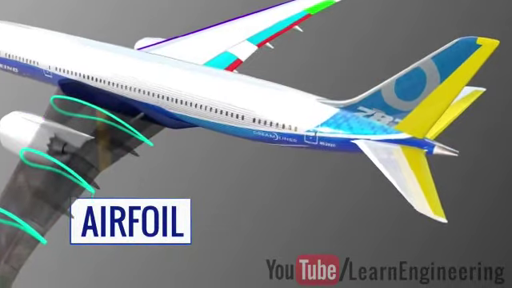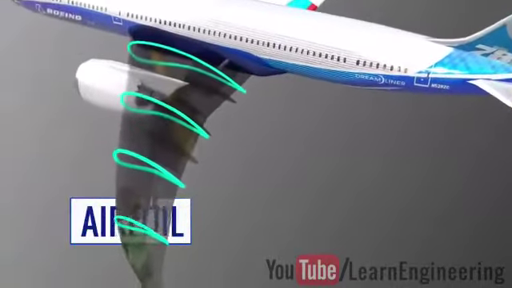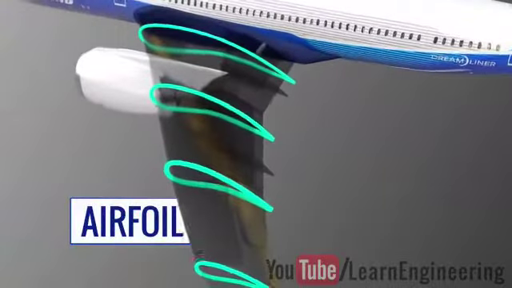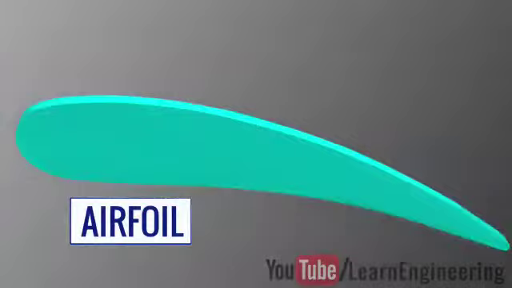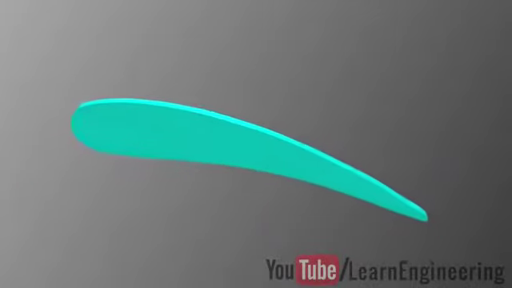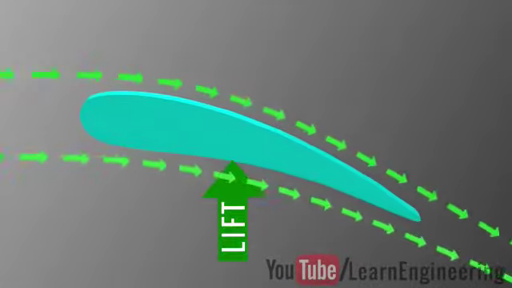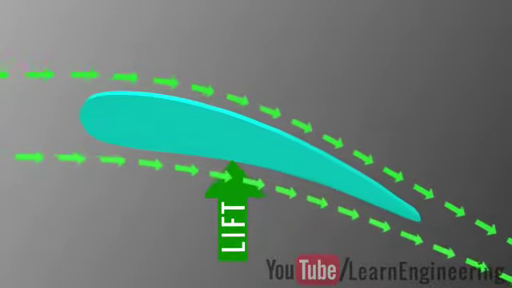Just by understanding the physics behind this simple shape will allow you to completely understand airplane physics. Let's learn more about airfoils. An airfoil produces a lift force when moved relative to the air. This lift force makes an airplane fly. How is this lift produced?